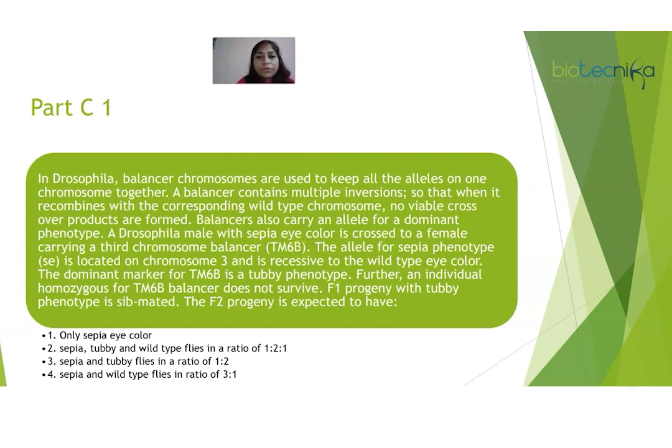Okay, so we will write down. Eye color is the trait we are talking about, and one is called sepia. Now the allele for sepia phenotype is located on chromosome number 3 and is recessive to the wild type eye color. So sepia is recessive.